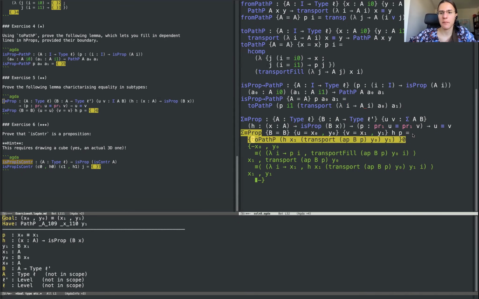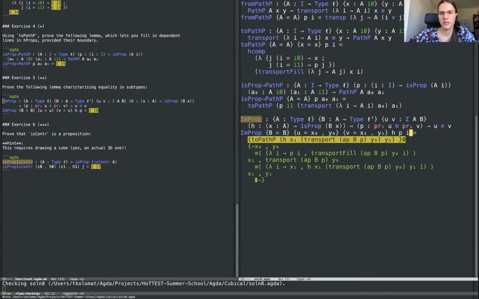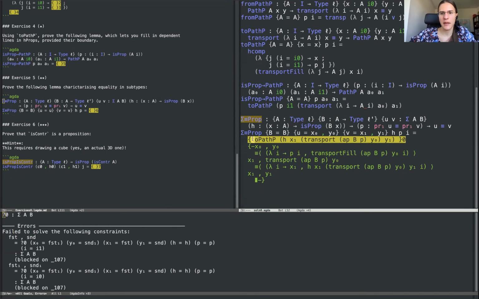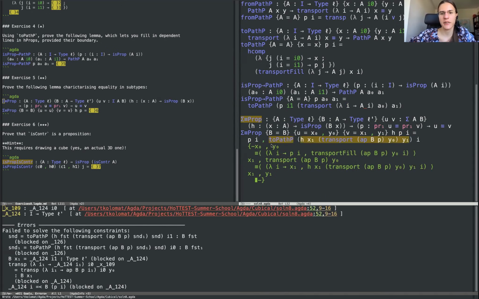And then I can put an I here. And then I can put a P of I here. And then I can put an I here. And there is an unsolved meta. Sure. Really, there's an unsolved meta. Fine.